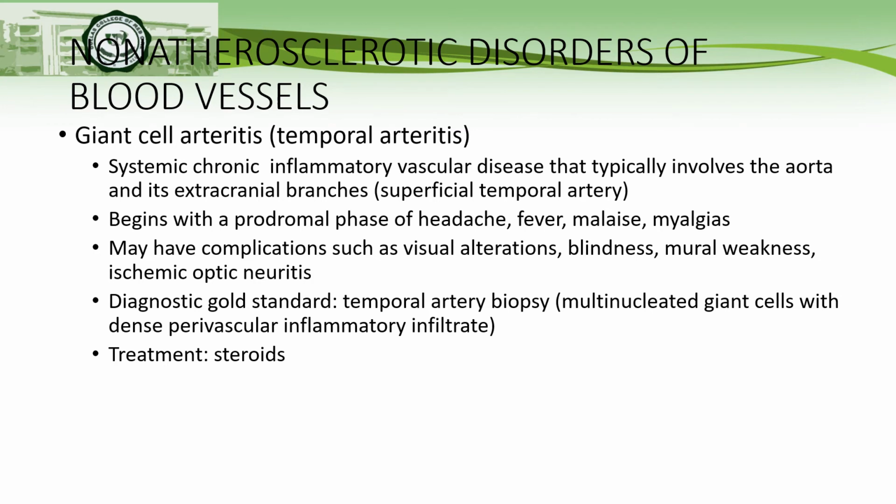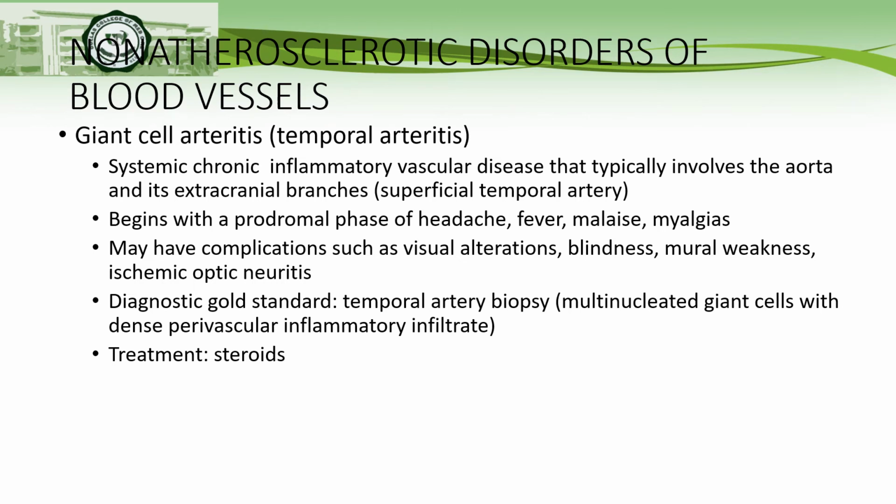So let's start with giant cell arteritis, or another term for this is temporal arteritis. Giant cell arteritis is a systemic chronic inflammatory vascular disease that typically involves the aorta and its extracranial branches, of which the superficial temporal artery is specifically affected. The clinical syndrome begins with a prodromal phase of headache, fever, malaise, and myalgias.